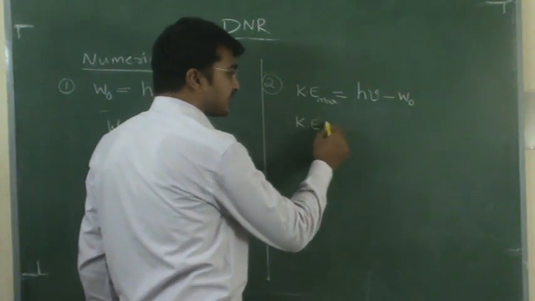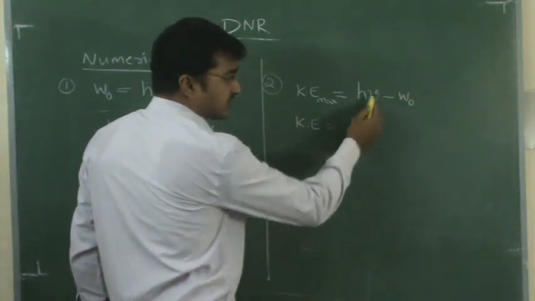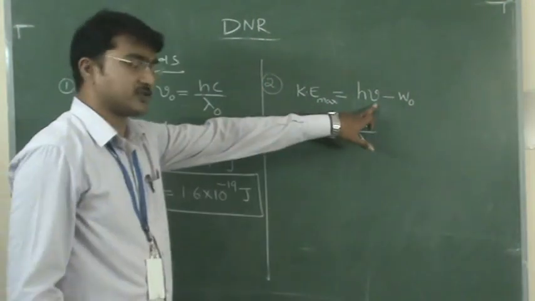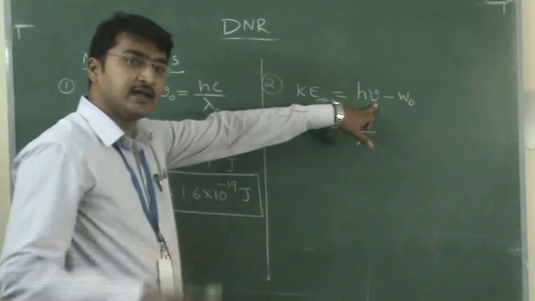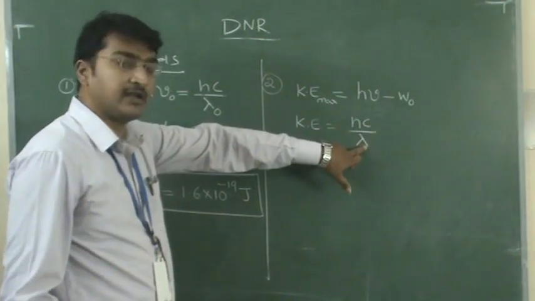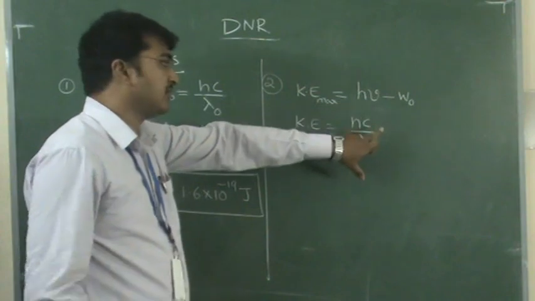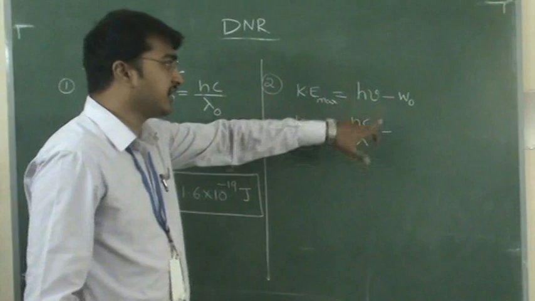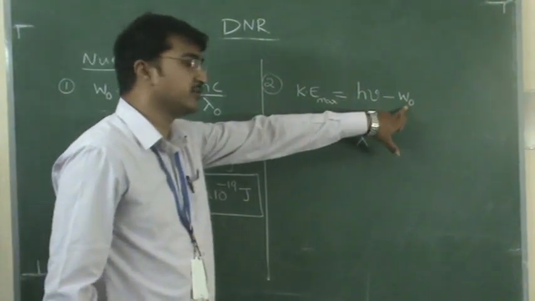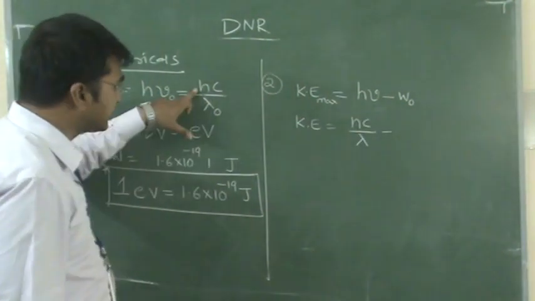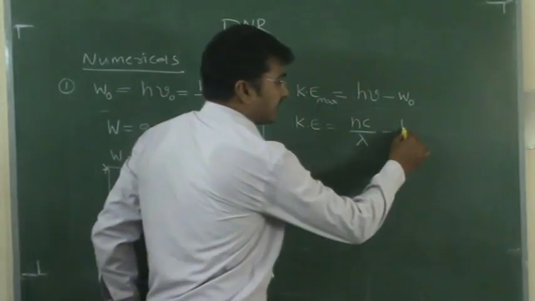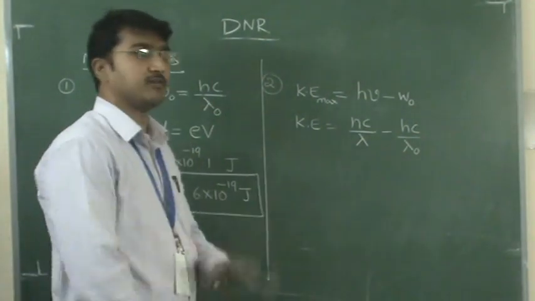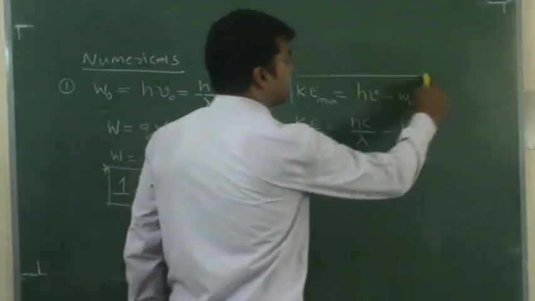Kinetic energy is equal to h nu, and the frequency of the incident light is equal to c divided by lambda. That we know, the relation between frequency, velocity of light and wavelength. Minus W naught. We mentioned the frequency in terms of wavelength. Here also for W naught we can mention the wavelength term, hc by lambda naught. This is also one equation. This is the main equation.